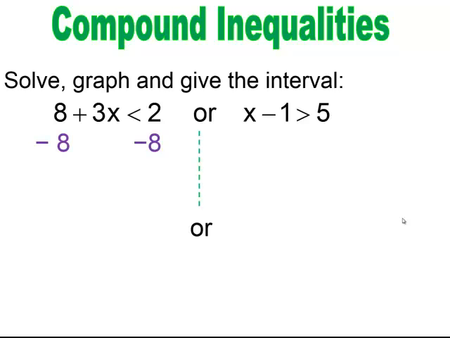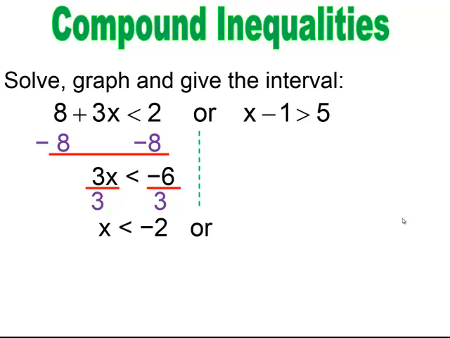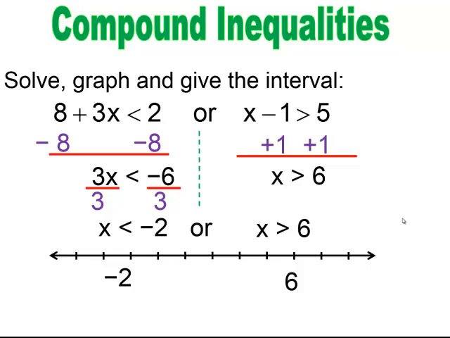So again, separate it into two separate inequalities and solve. And your first solution, x is less than negative 2. Your next one is a one step, and you end up getting x is greater than 6. Graph your solutions and write your interval notation. So this is what your solution should look like in interval notation. It goes from negative infinity to -2, that union symbol, and is going from 6 to positive infinity.